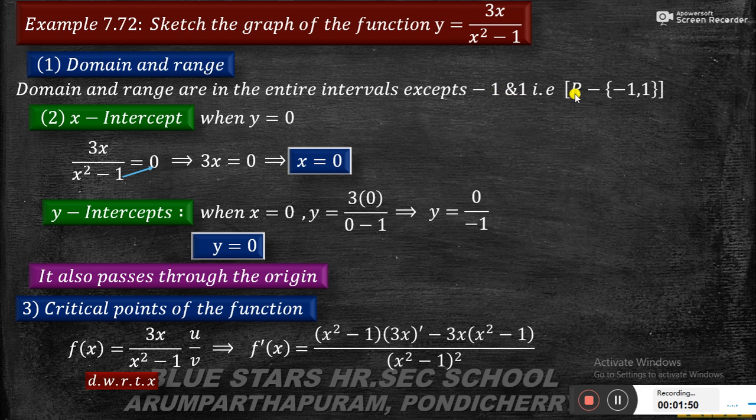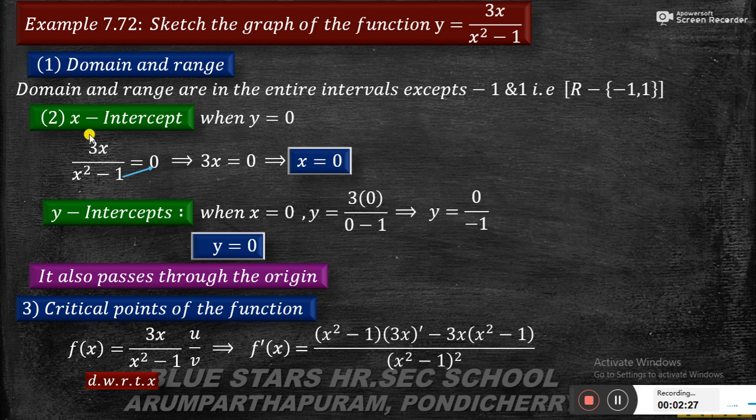So I take the domain as R minus {minus 1, plus 1}. The minus here means except. We know the real numbers are from minus infinity to plus infinity, all numbers included, but except minus 1 and plus 1. In the real numbers, minus 1 and plus 1 are not included. This is the meaning of the minus sign, or except. So this is the domain and the range.